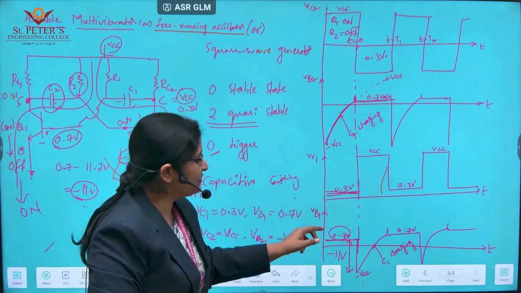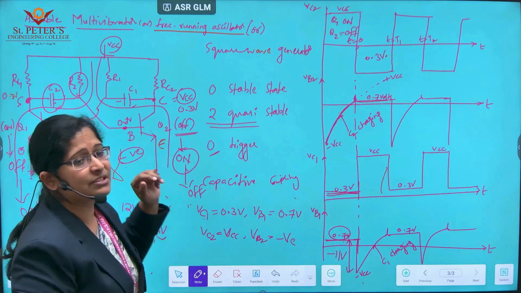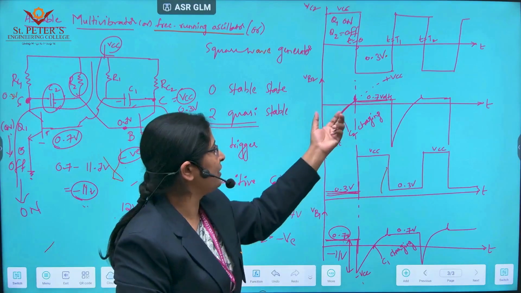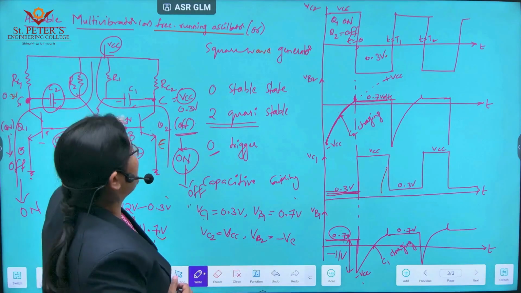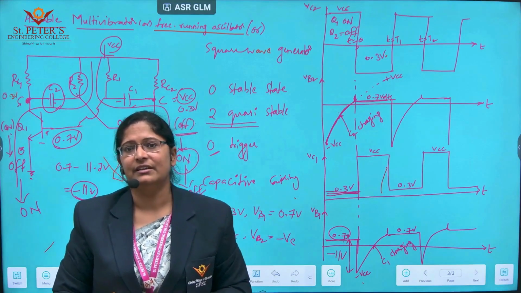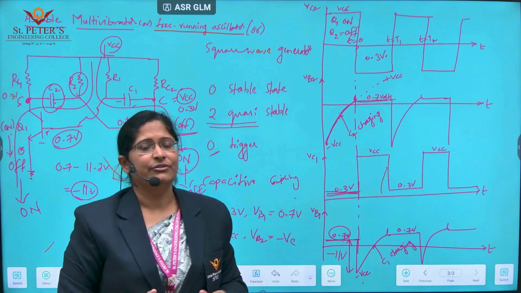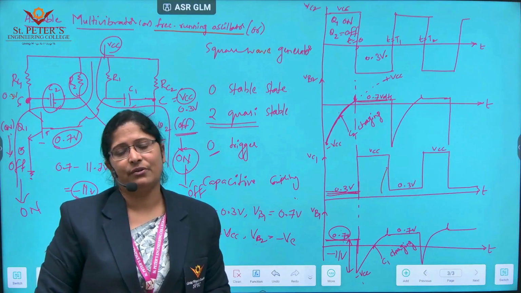These two waveforms we are taking here, the VB2 and VB1 waveforms, because of the capacitor charging path we need to understand. So the Astable multivibrator, without applying any external triggering, changes its state from one state to another, hence the name square wave oscillator.